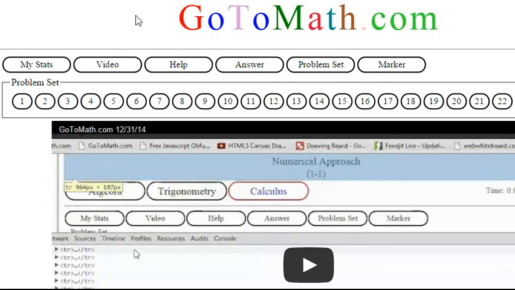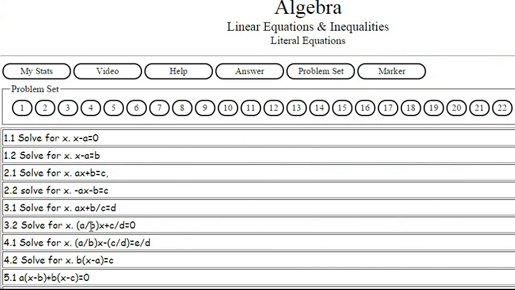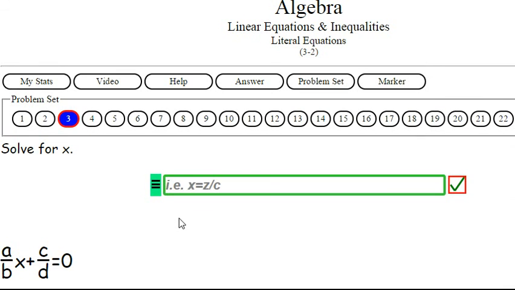We're at gotomath.com. Go up here, click on Algebra. Of course, you can't see it on the screen. I've made some changes. Literal Equations, let's click on that and go to 3.2. I believe that's where we're at. Okay, so another solve for x problem. Looks like we have a over b x plus c over d is equal to 0.